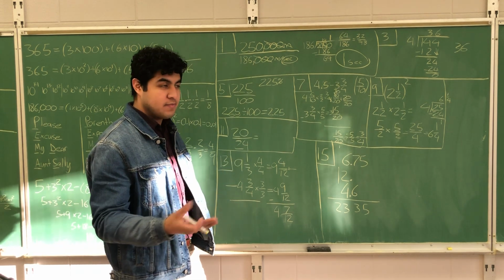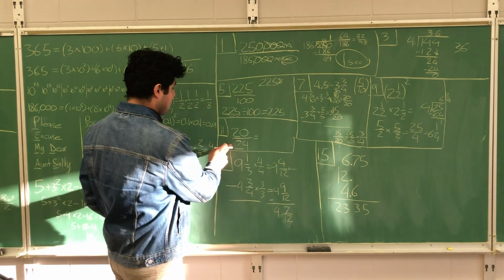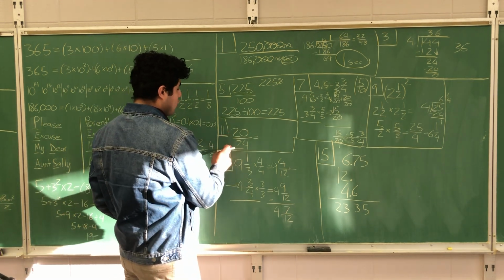That's 24, there's 12 in a dozen. 2 times 12 is 24. So that's how we got our denominator. So we've got 20 over 24.